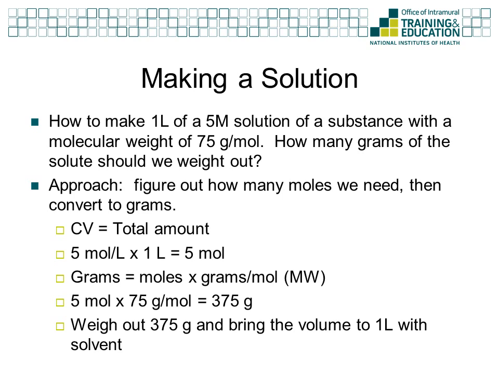So we can weigh out the 375 grams of the substance, and then bring the volume to 1 liter with solvent. It is important to note that you do not add 1 liter of solvent to the 375 grams of the substance. The dry substance has a volume as well, and if you add a liter of solvent, your total volume will be greater than 1 liter, and your concentration will be wrong.